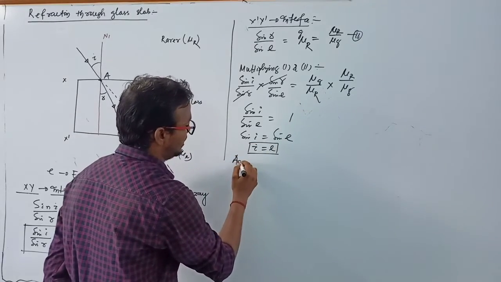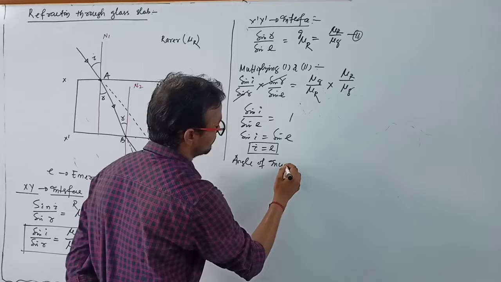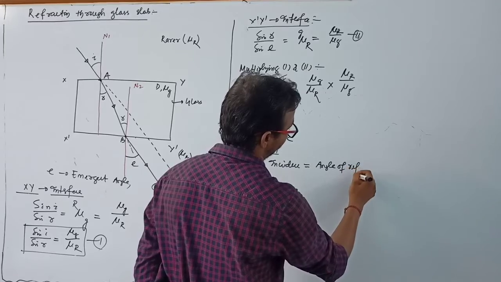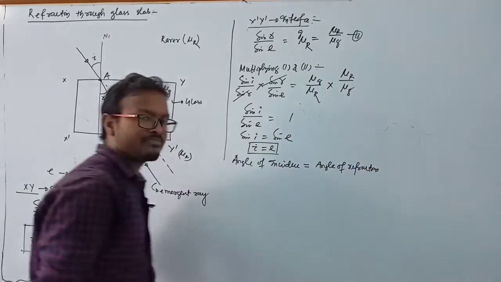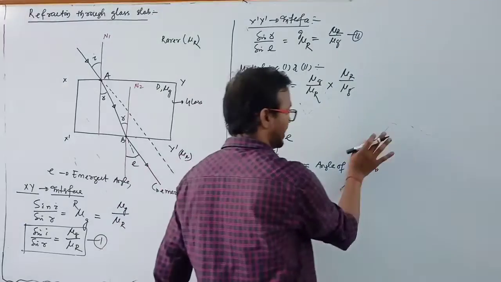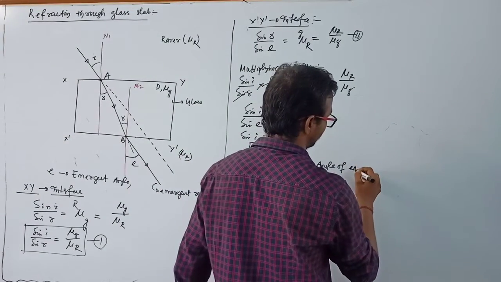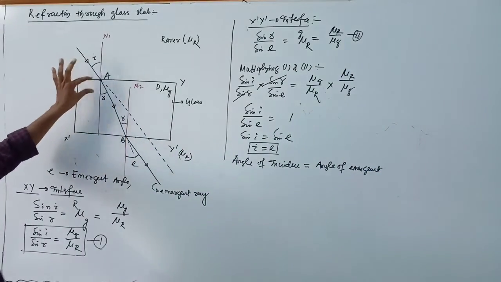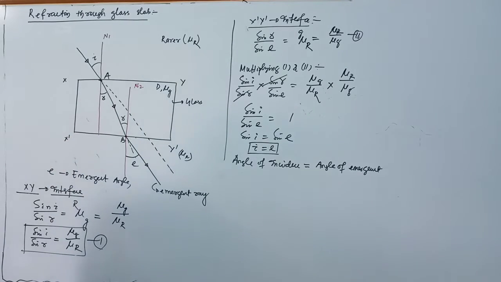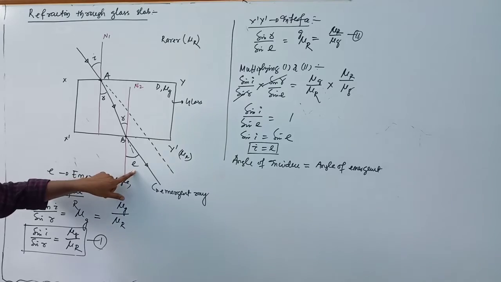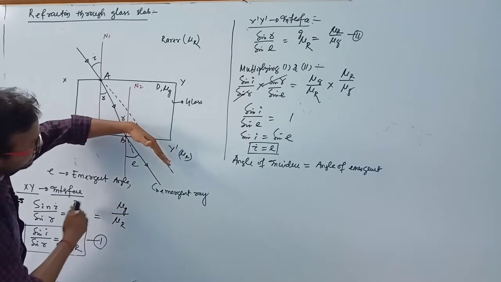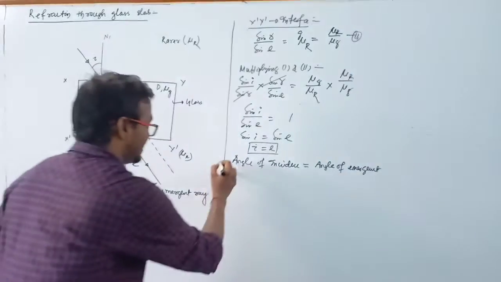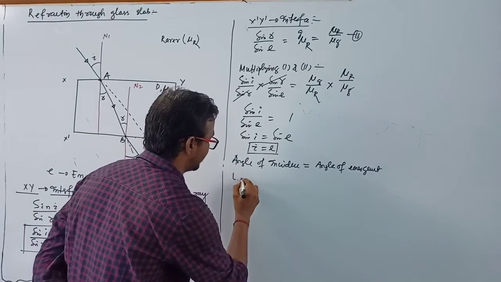That means the angle of incidence equals the angle of emergence. The incident ray, after suffering different refractions, has an angle of incidence equal to the angle of emergence, and the lines of action of the incident ray and emergent ray are parallel to each other. Clear?